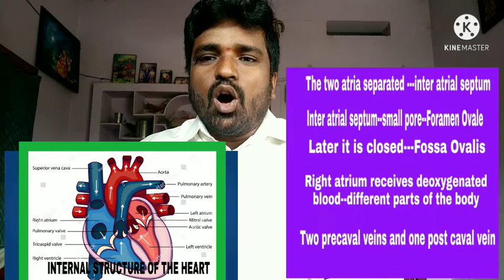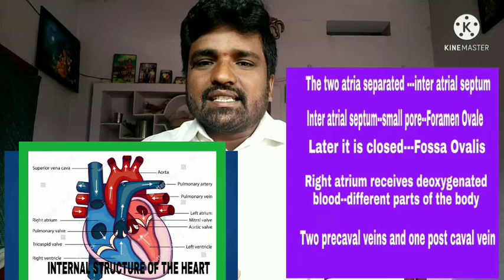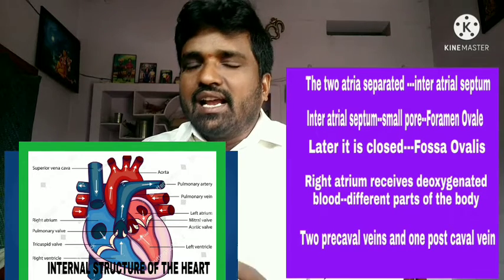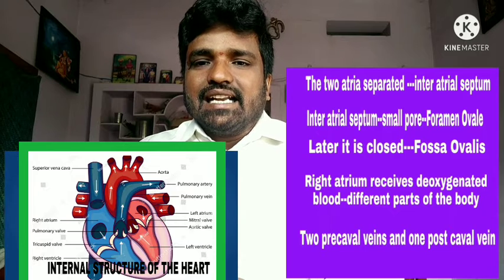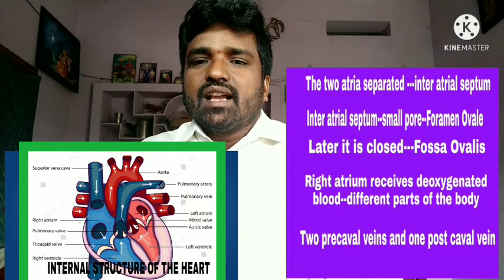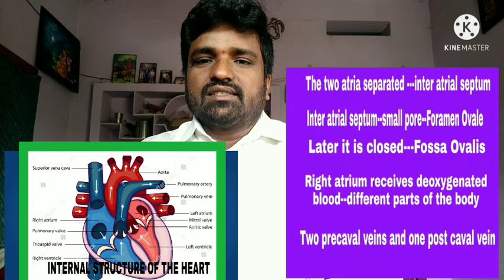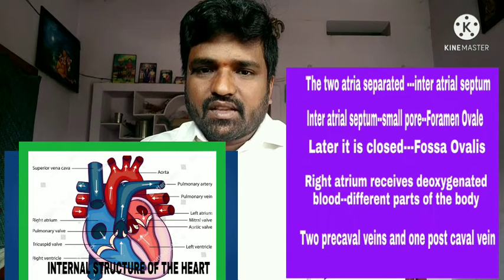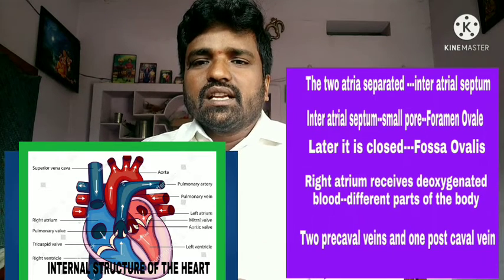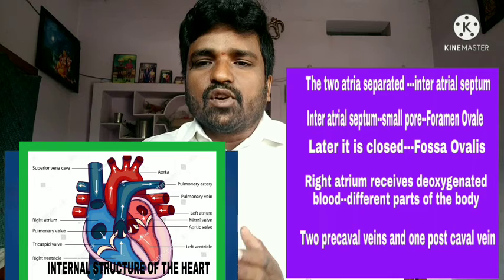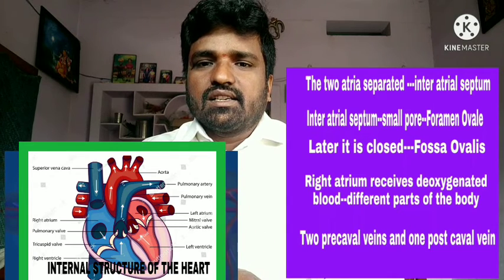It has a small pore known as the foramen ovale in the fetal stage. Later it closes and appears as a depression known as the fossa ovalis. If the foramen ovale does not close properly, it is called patent foramen ovale.